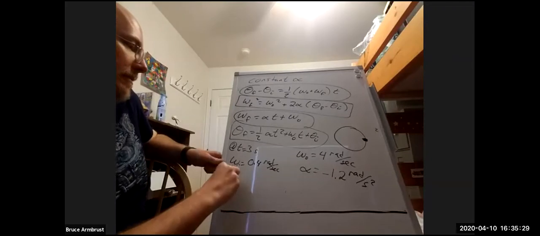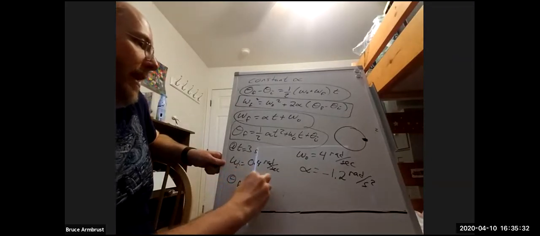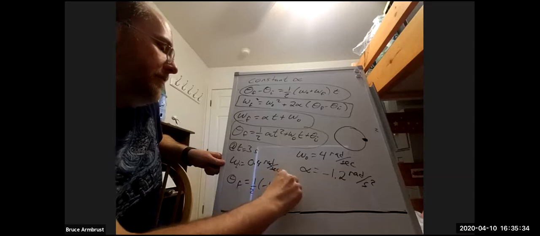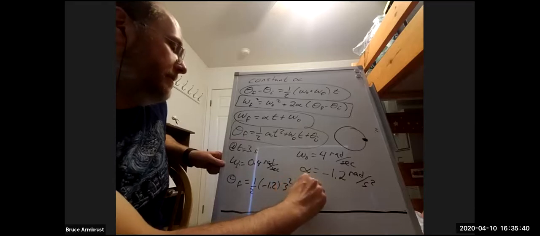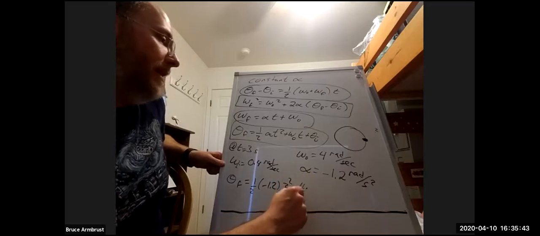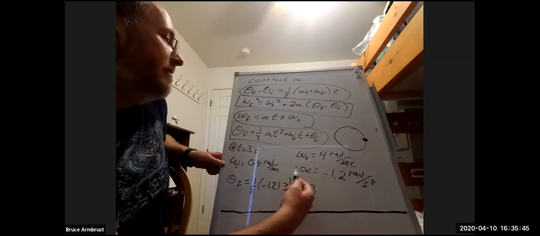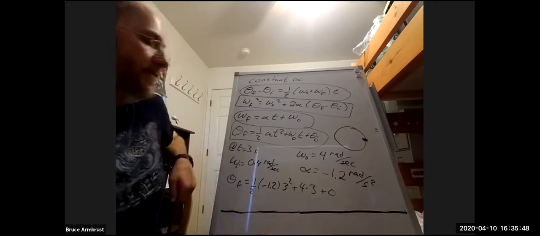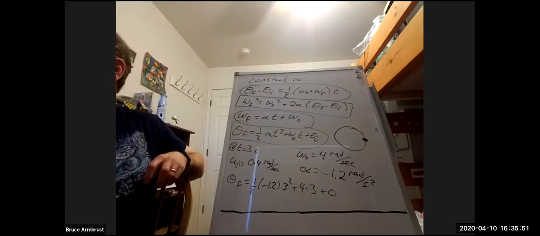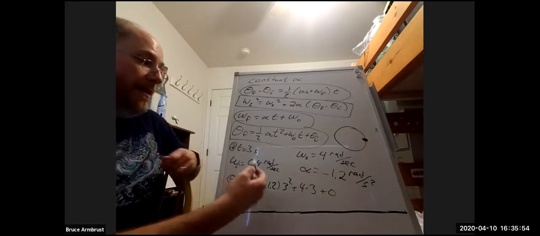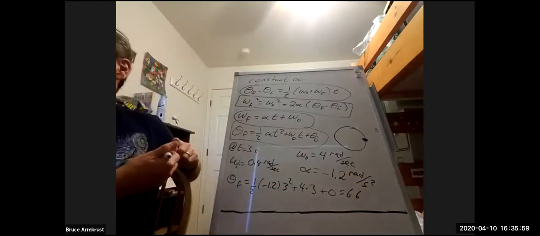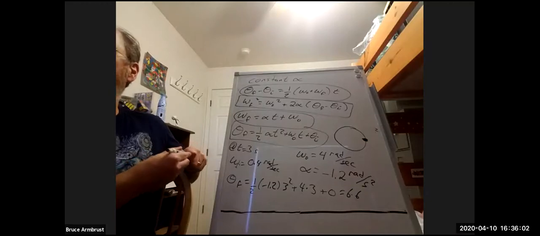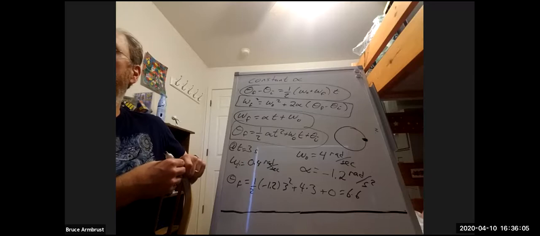We get theta final is going to be 1/2 minus 1.2 times 3 squared. And please excuse my lack of units. I'm just tired and don't want to use units anymore. So we're going to have omega naught is 4, the time is 3, and theta initial, we said, was equal to 0. All right, so we can punch that in, and if my numbers are correct, what I calculated earlier, I get 6.6. But what are the units on this? Radians. Yeah, this is radians.